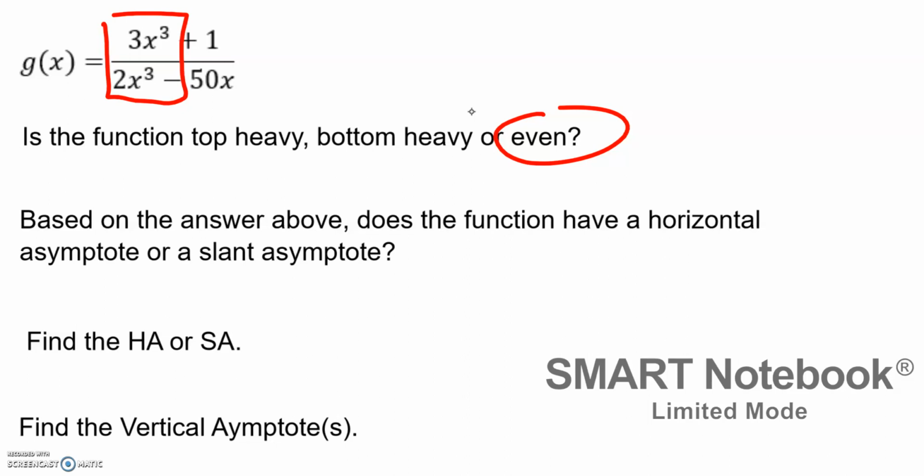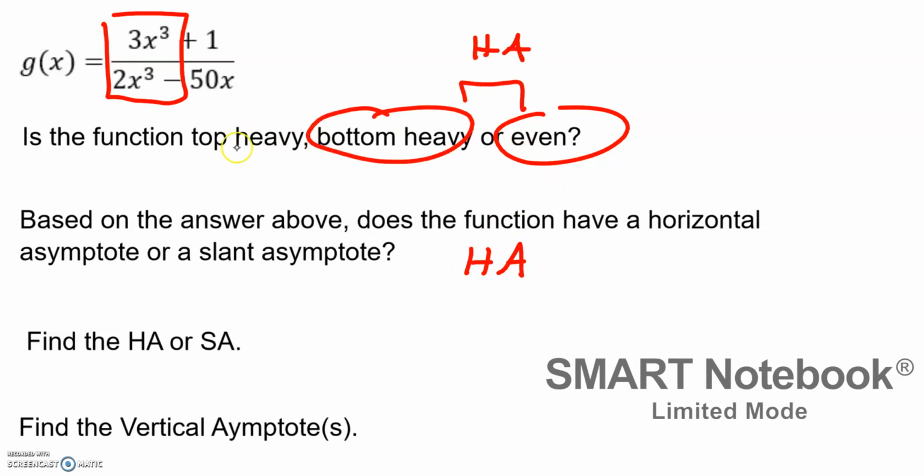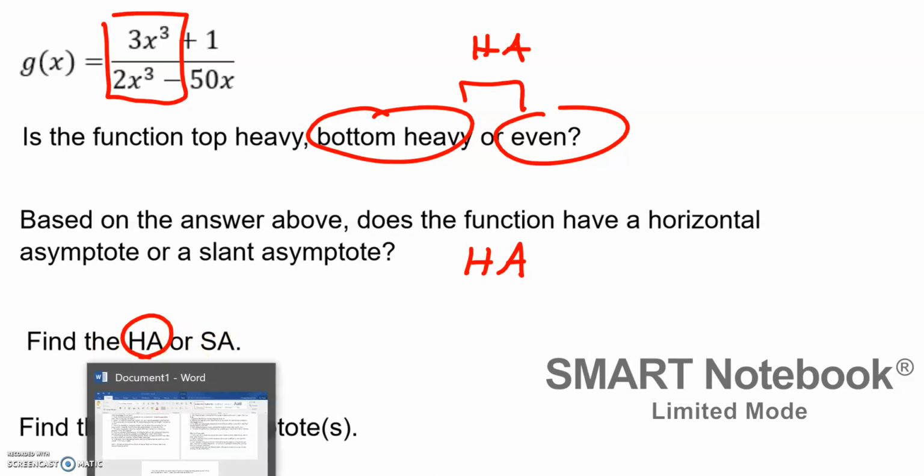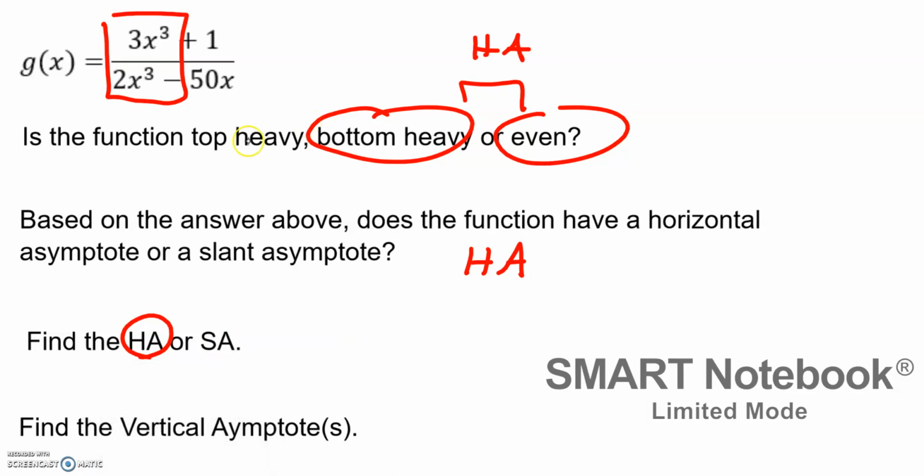If you have an even heavy function, it is also a horizontal asymptote. Bottom heavy and even both lead to horizontal asymptotes. Top heavy is the only one that leads to slant. So now I'd like you to find the horizontal asymptote. You can't have both a horizontal and a slant at the same time because either the function is bottom heavy or it's not. So it's either bottom heavy or top heavy, so it can't be both at the same time.